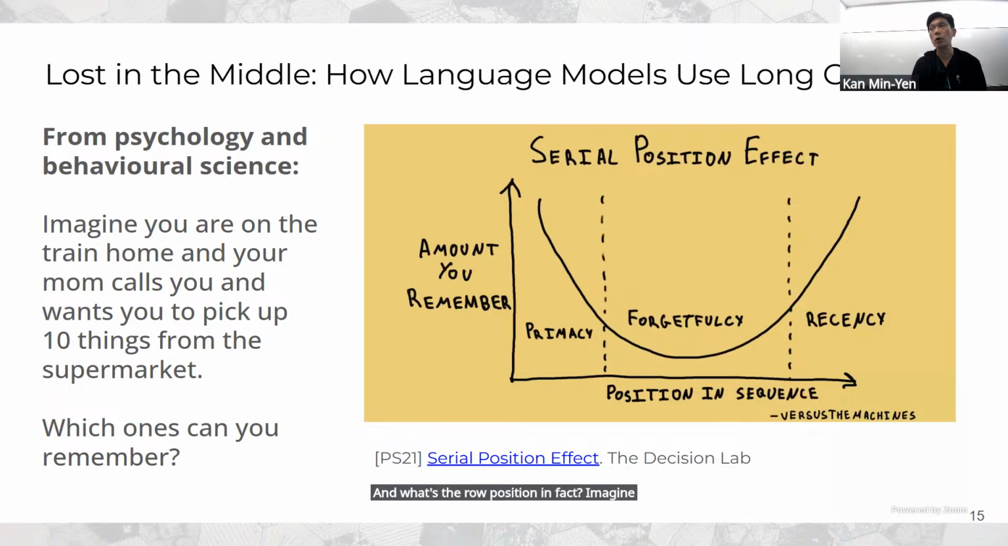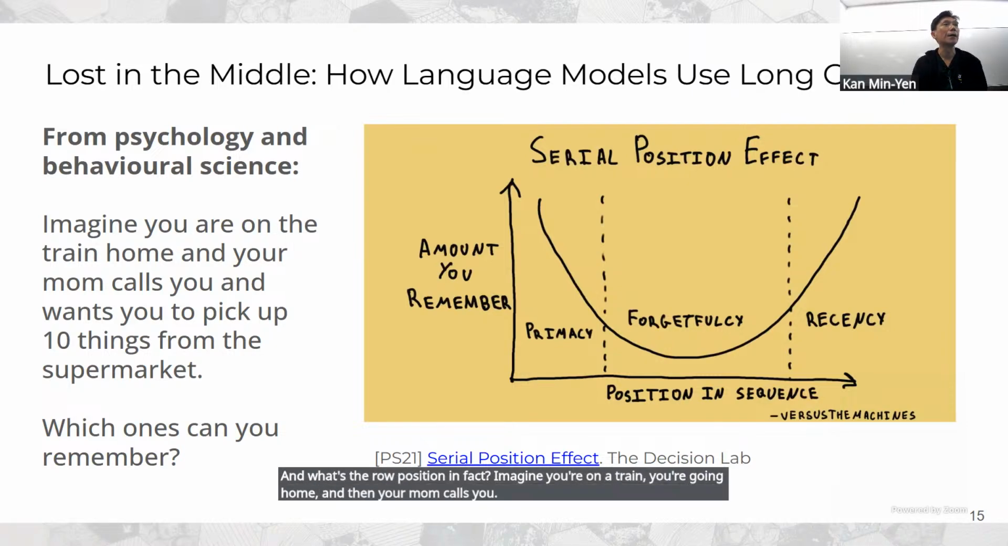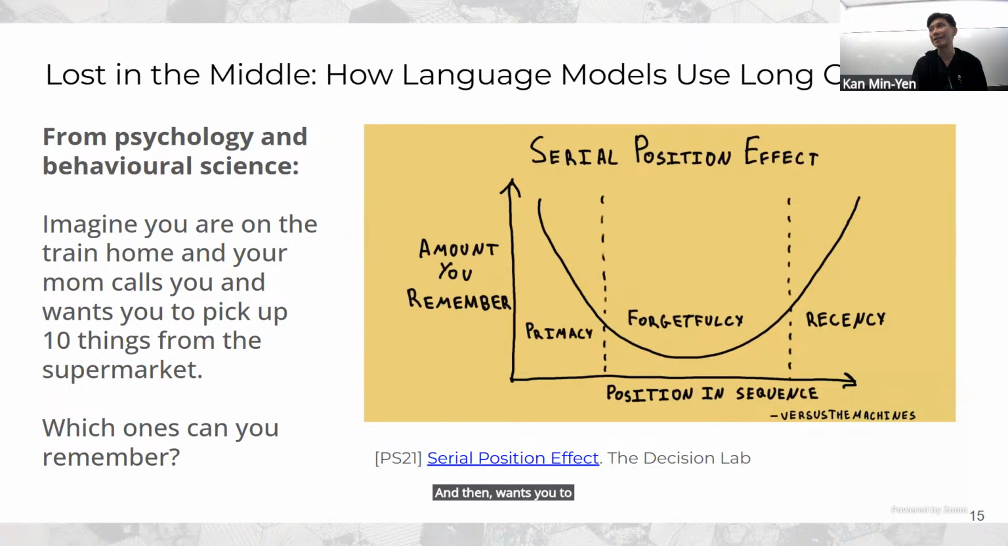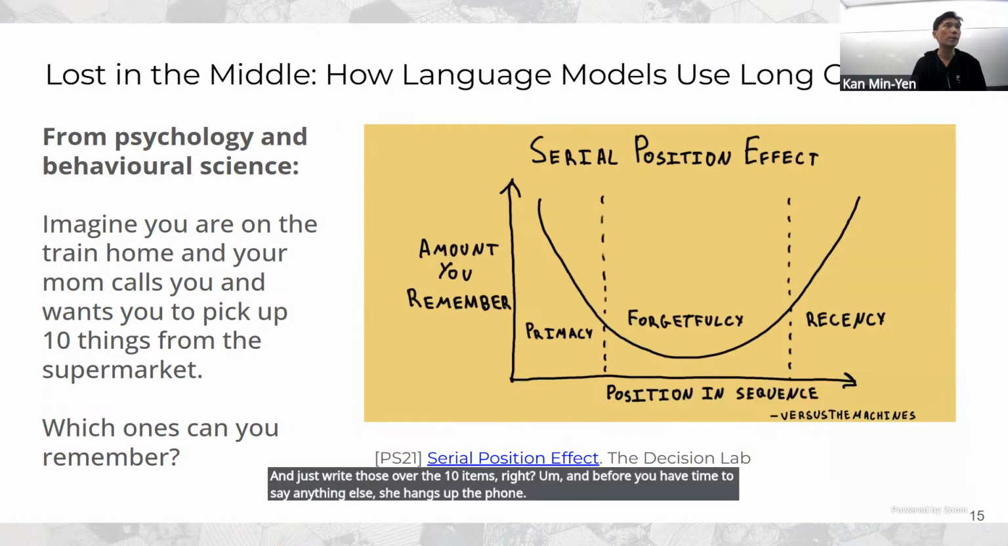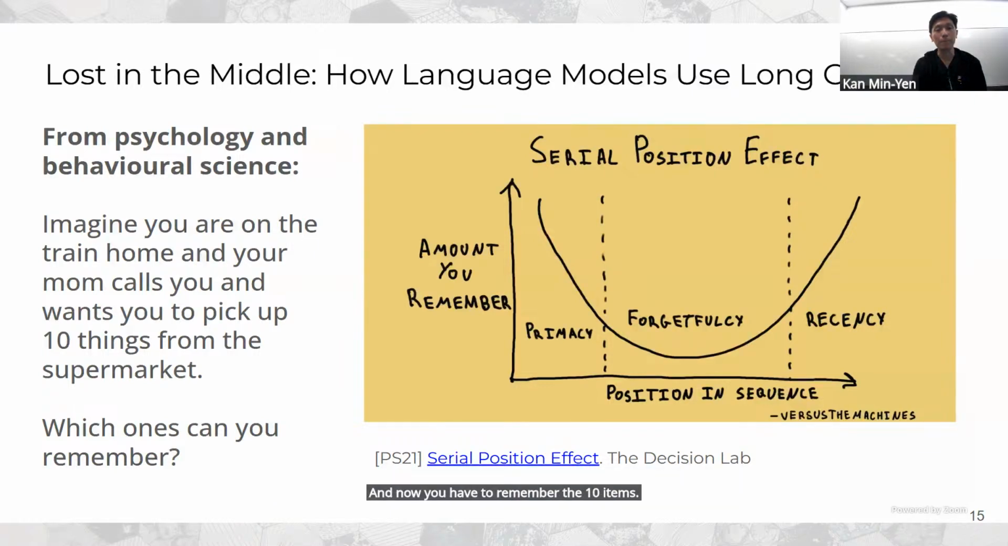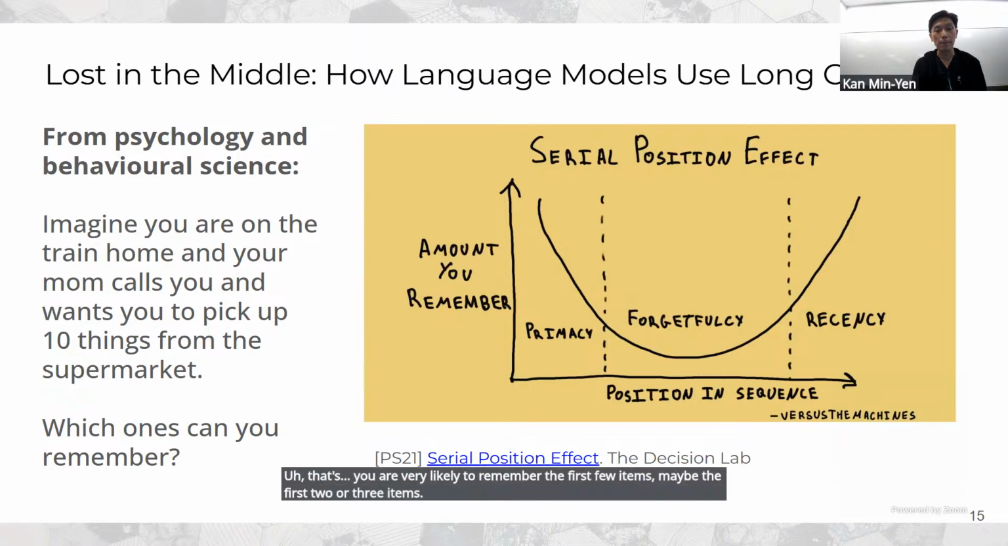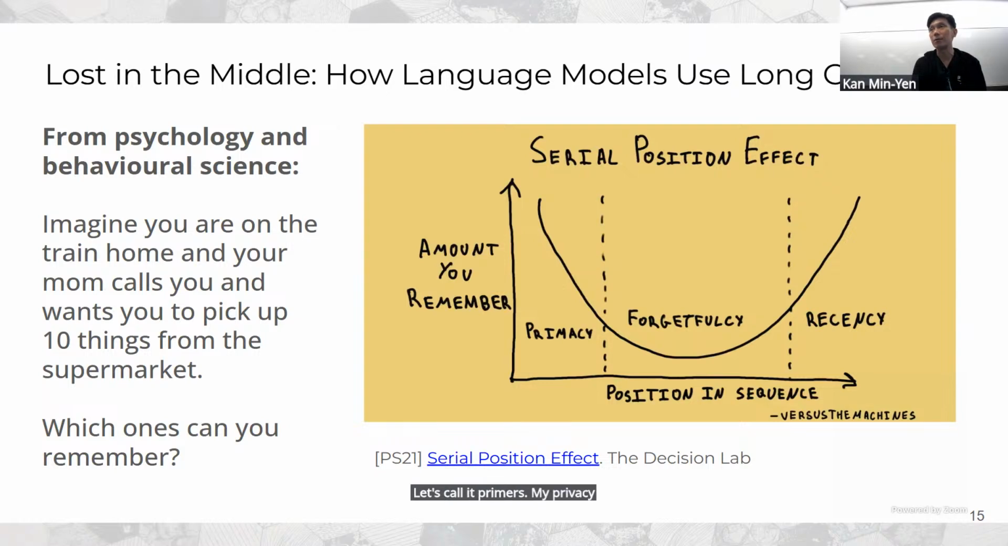Imagine you're on the train, you're going home, and then your mom calls you and wants you to buy 10 things from the supermarket and just rattles off the 10 items, right? And before you have time to say anything else, she hangs up the phone. And now you have to remember the 10 items. The behavioral scientists will tell you that you are very likely to remember the first few items, maybe the first 2 or 3 items. That's called the primacy effect. And you're also likely to remember the last few items from the list, and that's called the recency effect.